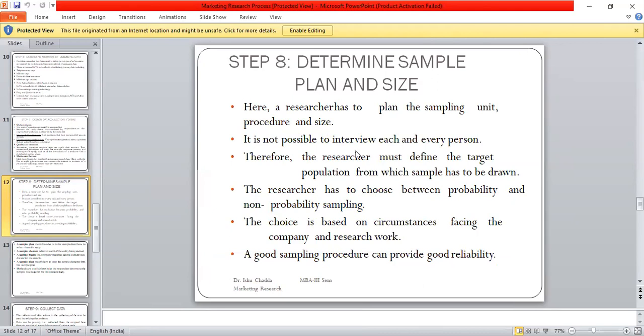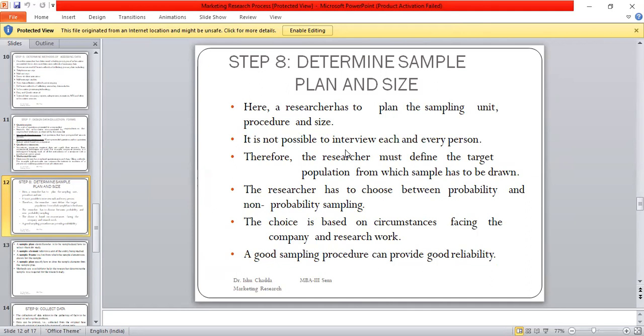It is not possible to interview each and every person. Interviewing each and every person is the population. And if you randomly sort out the persons whom you want to interview, you are following the process of the sampling method.